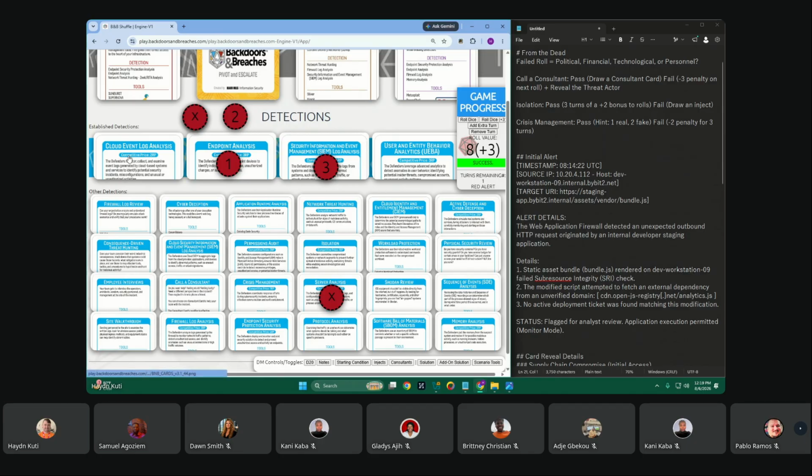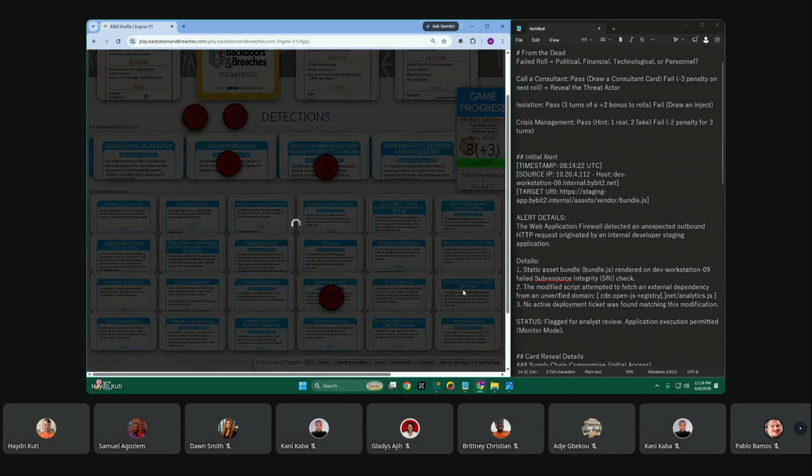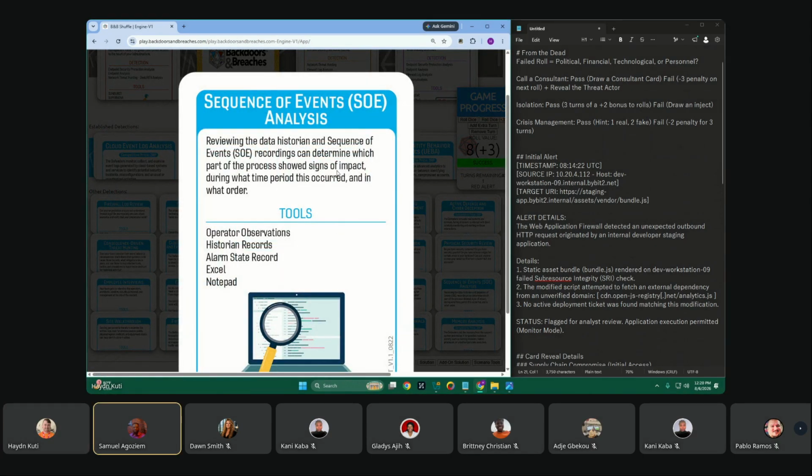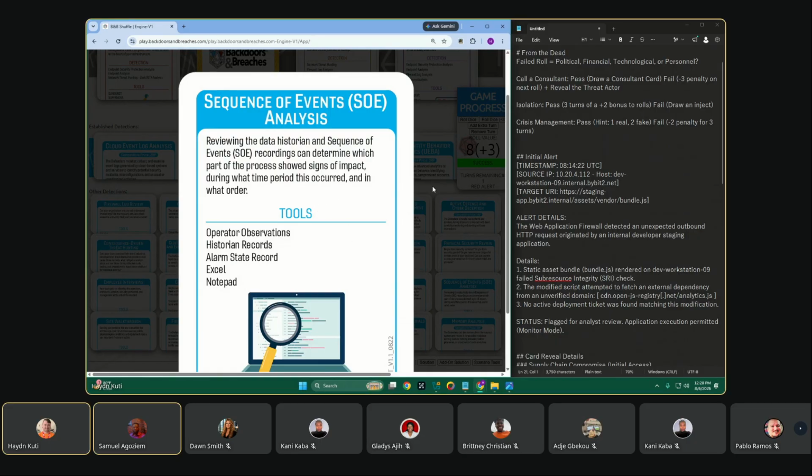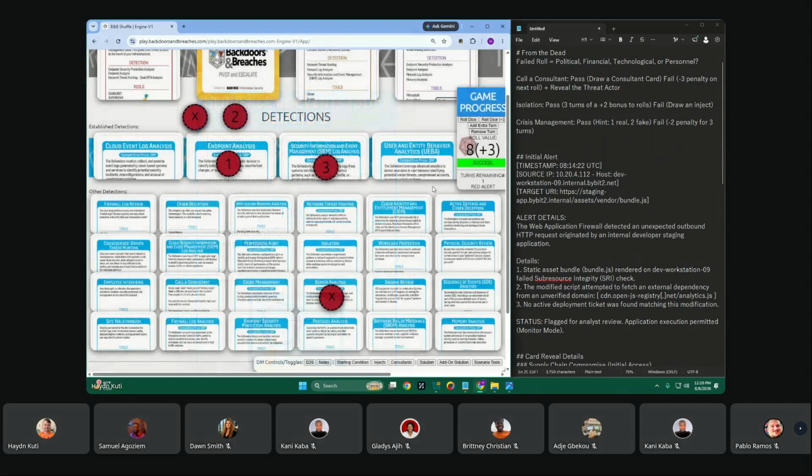The cloud event log sequence analysis? No, the sequence of events. Yes. Is it showing impact? Signs of impact during what time period this occurred and in what order. Okay.